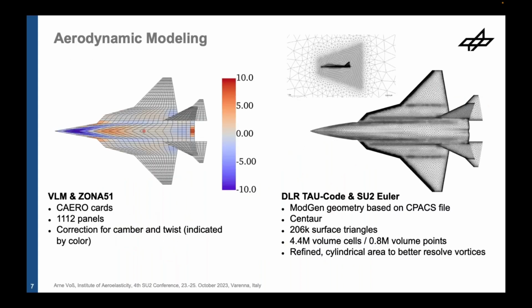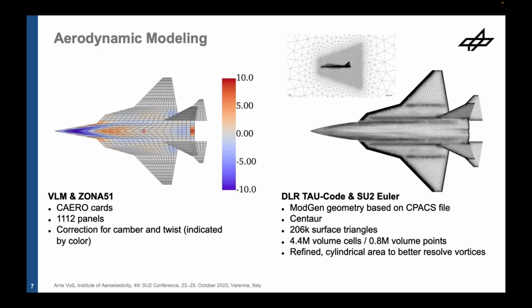The next ingredient for the aeroelastic modeling is then the aerodynamic models. As I said at the beginning, in the preliminary design, you often rely on aerodynamic panel methods, which in this case is the vortex lattice method for the subsonic regime and the ZONA51 method for the supersonic regime. For the aerodynamic panel method, we discretize all lifting surfaces with so-called aerodynamic panels, which are shown here in the left picture. And they model the lifting surfaces as flat plates.